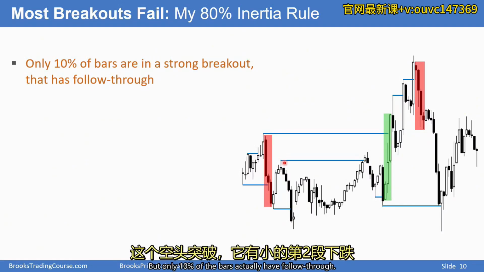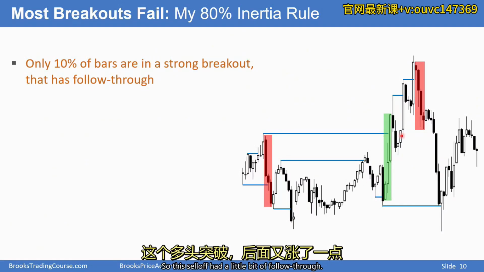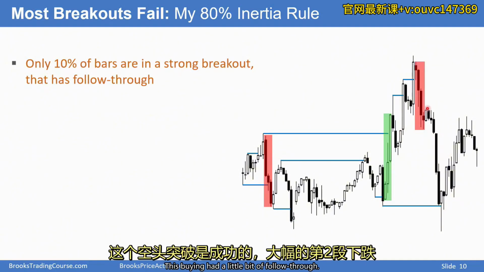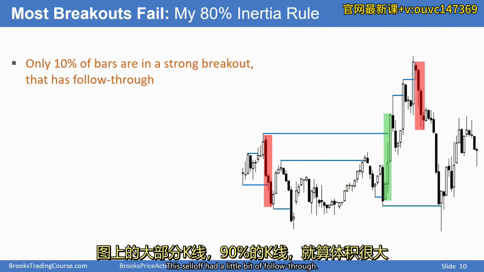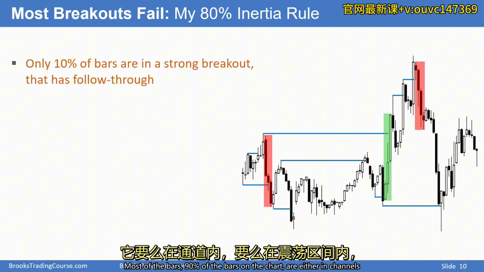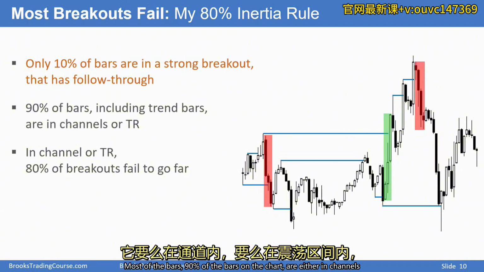So this sell-off had a little bit of follow through. This buying had a little bit of follow through. This sell-off had a little bit of follow through. Most of the bars, 90% of the bars on the chart, are either in channels or in trading ranges, even if the bars are pretty big trend bars.